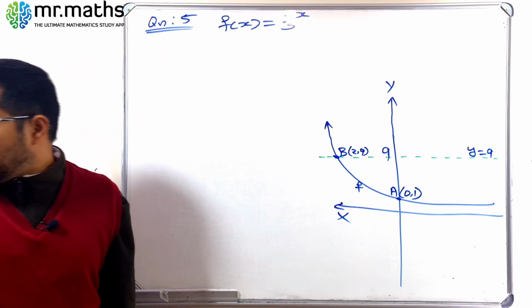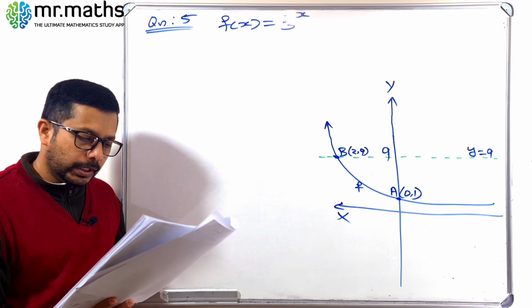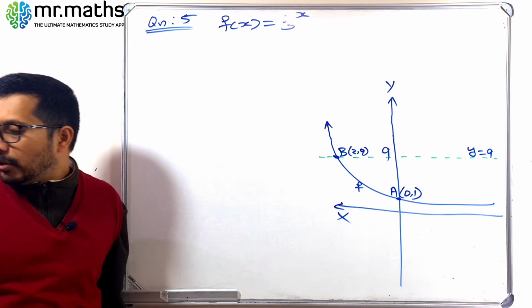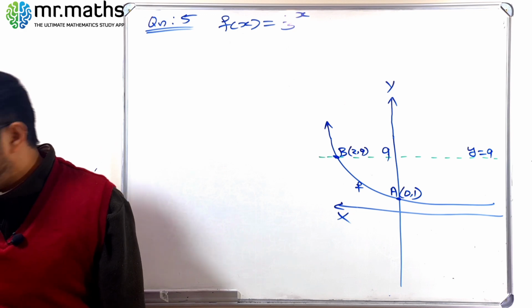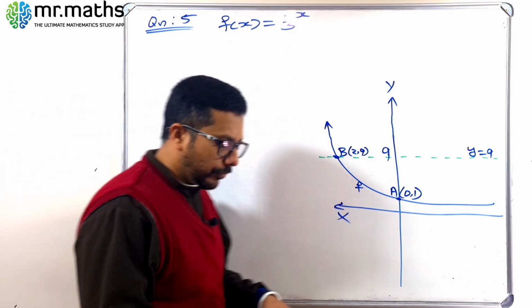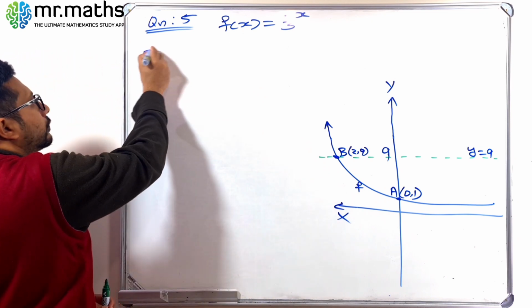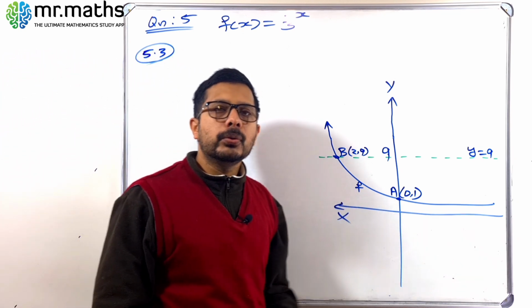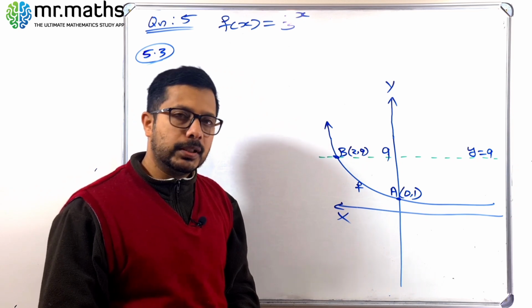What is question number 5.3? Write down the domain of f inverse. You have to write the domain of the f inverse graph. This is our f of x graph, and you have to write the domain of the f inverse graph.